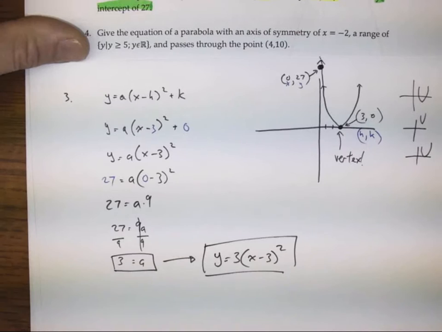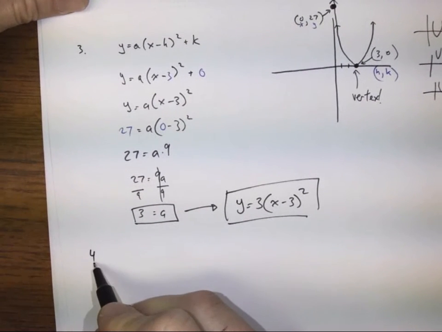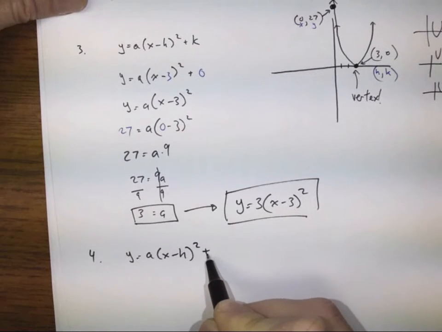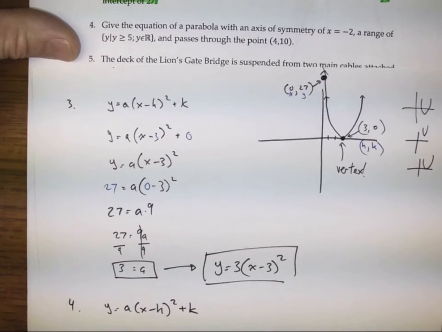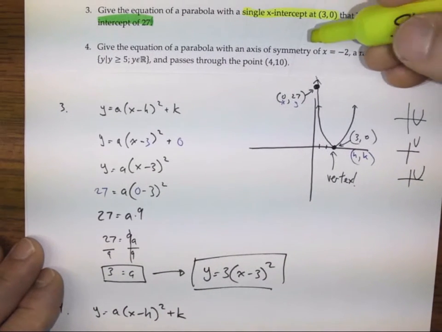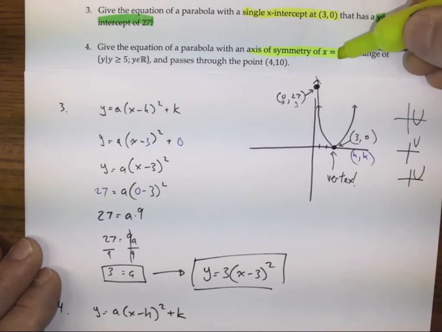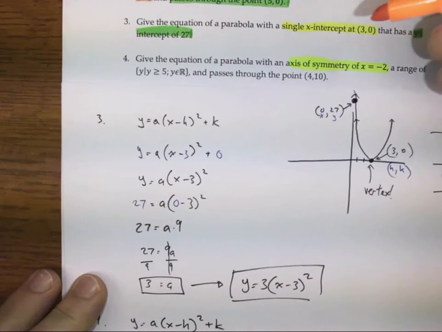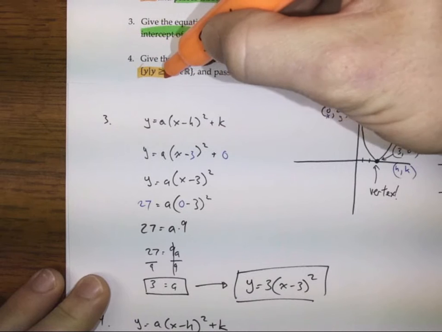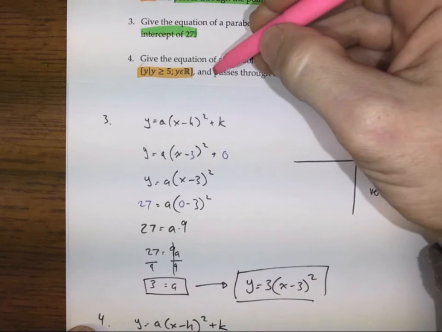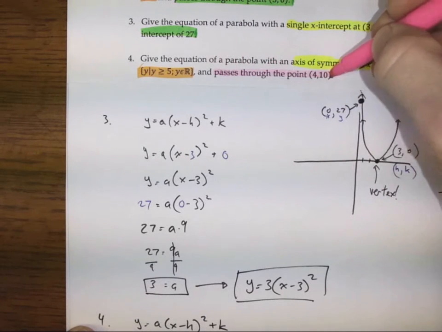Give the equation of a parabola. Okay, so the first thing I'm going to do is just write out my general formula before I do anything else. Give the equation of a parabola. So what does it have? It has an axis of symmetry of x equals negative 2. It has a range of y is bigger than or equal to 5. And it passes through the point (-4, 10).